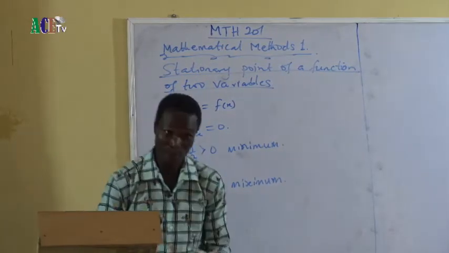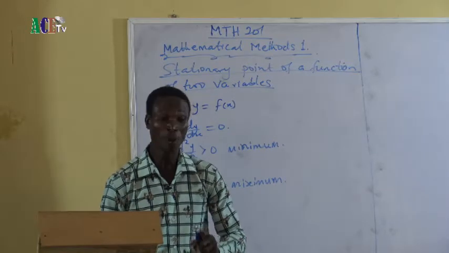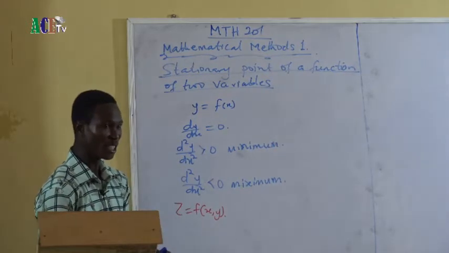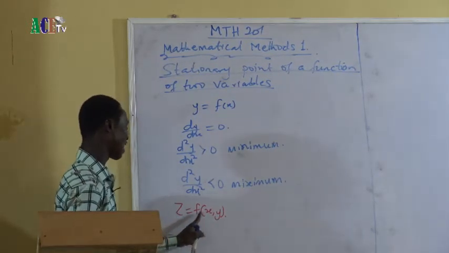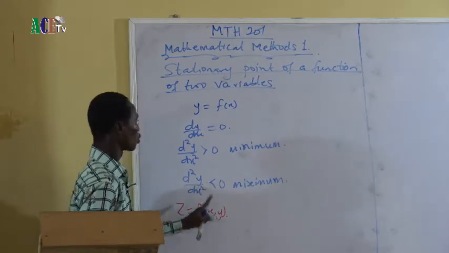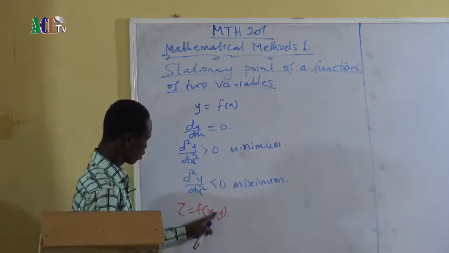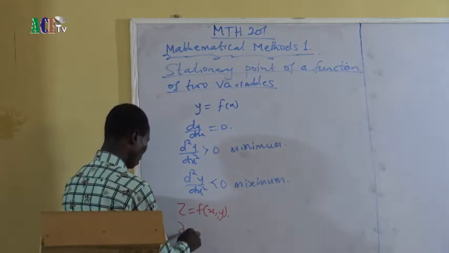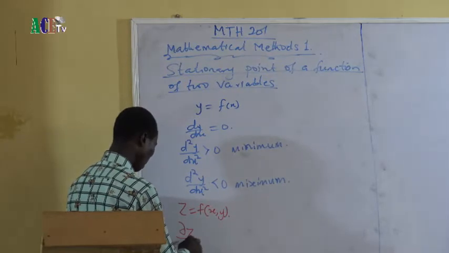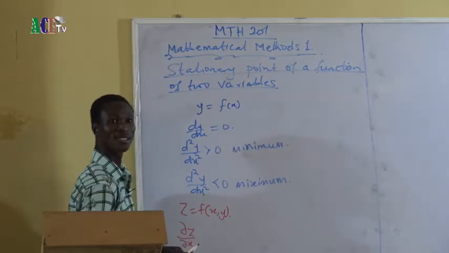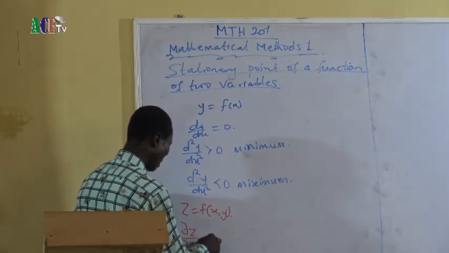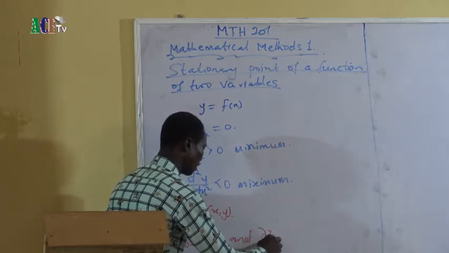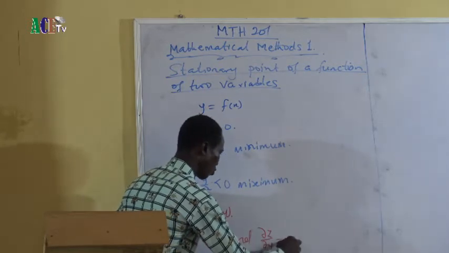I determine the stationary point. I will go the same way, but something will be different. What will be different? Don't forget that this function has two variables. So I will determine the stationary point of this function if ∂z/∂x is equal to 0 and ∂z/∂y is equal to 0.